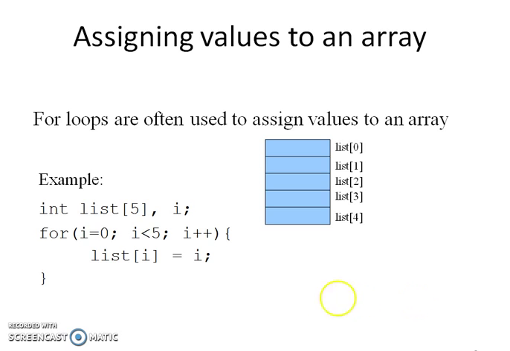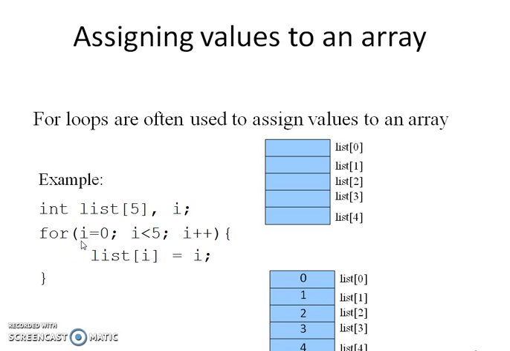We have a for loop: for I is equal to 0, I less than 5, I plus plus, and list of I is assigned the value of I, which the loop iterates. Or, another thing you can do is, for I is equal to 0, I less than or equal to 4, I plus plus. That is, instead of saying less than 5, I can use less than or equal to 4. Both loops are the same here.